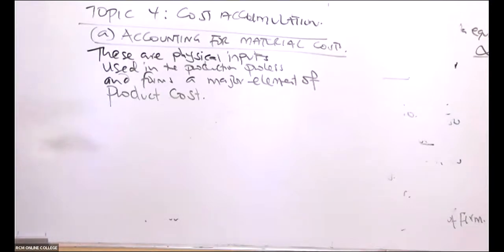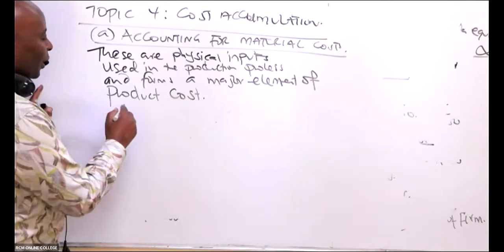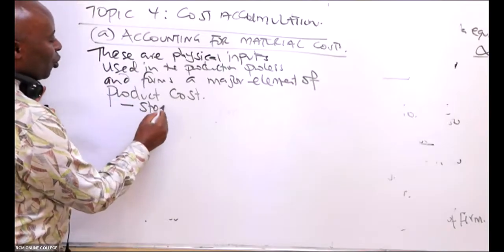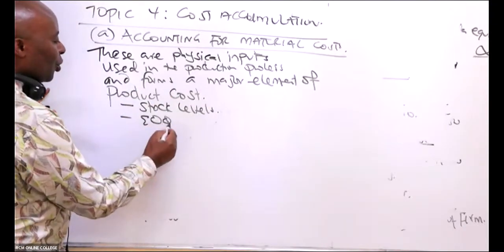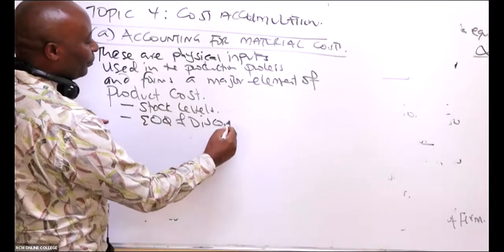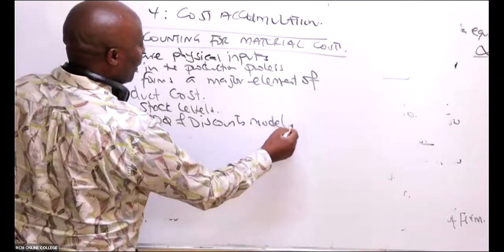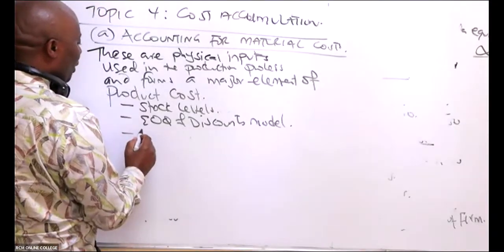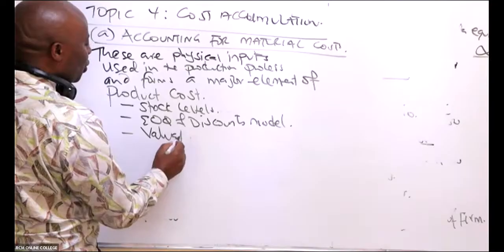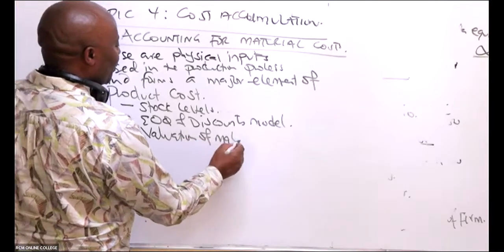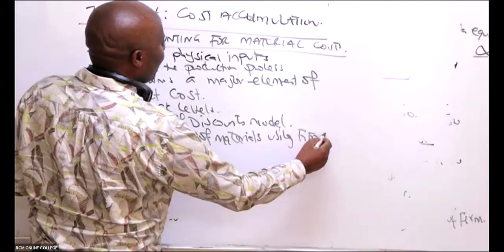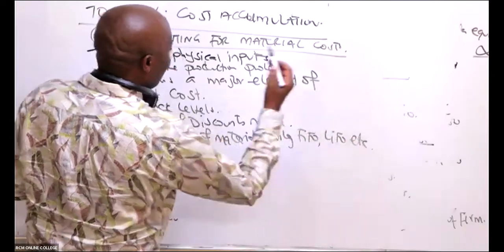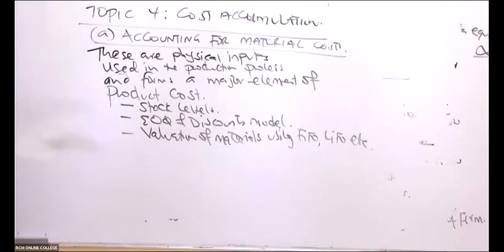So in terms of material costing, what do they want us to know? They want us to know three key things. They want us to know what we call the stock levels. They want us to appreciate EOQ and the discounts model. And then number three, they want us to know how to do valuation of materials using FIFO, LIFO, weighted average method, etc. These are the exam requirement areas.